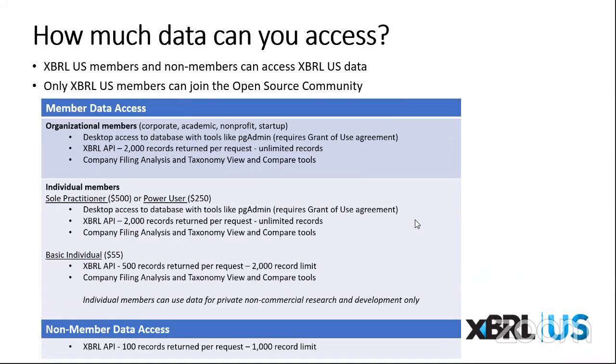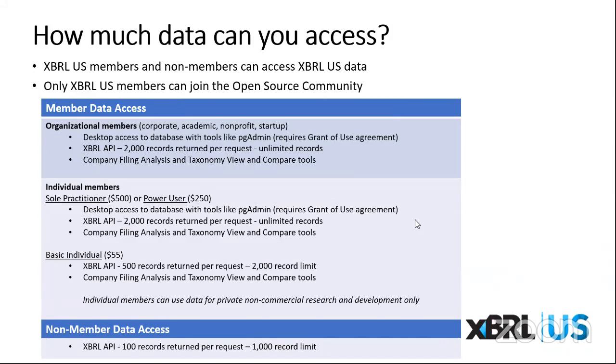Organizational members of XBRL US, which can be corporate, academic, nonprofit, or startup, have desktop access to our database. They can use tools like pgAdmin. You will need to get a grant of use agreement with us, but basically any organizational member can have complete and total access to the database. The XBRL API you can use, of course. You can get unlimited records. We have a limit on the returns per request of 2,000, just to keep our database going. And you also have access to the company filing analysis and taxonomy view and compare tools. So organizational members have the highest level of access.